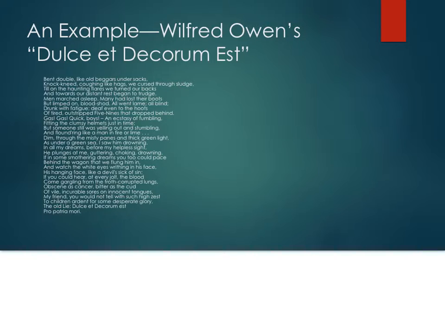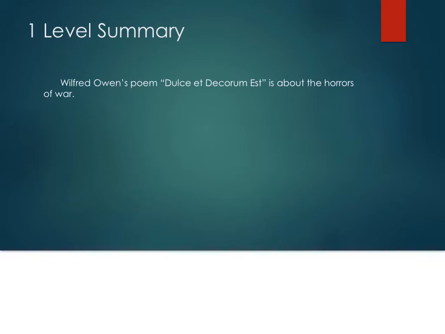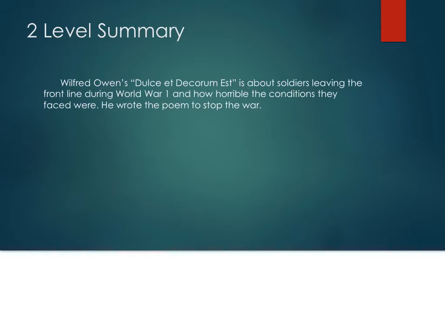All right, that is the poem, and now for some summaries. So this would be a 1-level summary with too little information. One might simply say Wilfred Owen's poem, Dulce et decorum est, is about the horrors of war. We have a partial identification. We're giving the author and the name of the text, and we give a little bit about what it's about. It's about the horrors of war. No supporting detail to back that up, and an incomplete identification. So just a 1-level summary there.